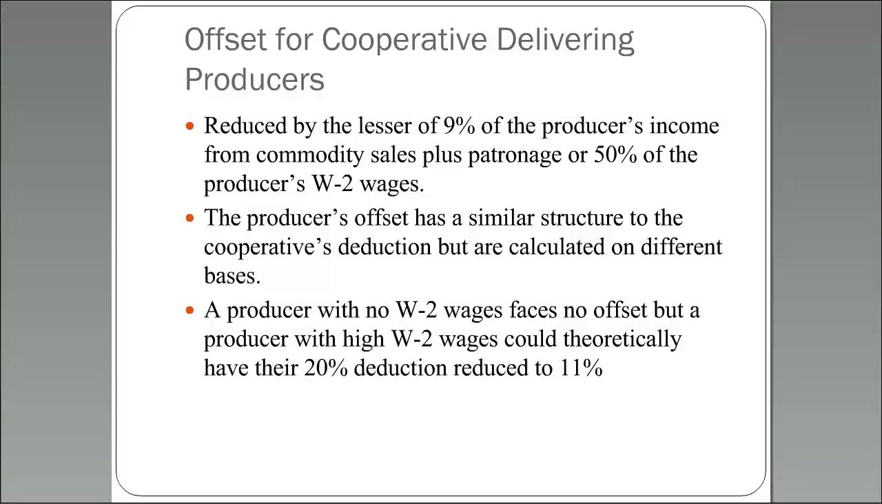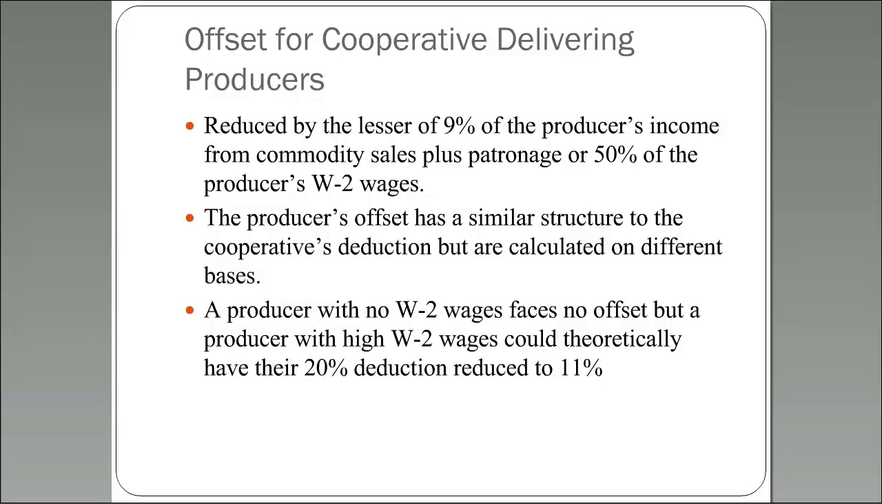So the offset is the lesser of 9% of their income from commodity sales. That would basically be their commodity income plus any patronage they got from the co-op, or 50% of the W-2 wages. So that has a very similar structure to the calculation at the co-op level, but it's calculated on two entirely different bases.